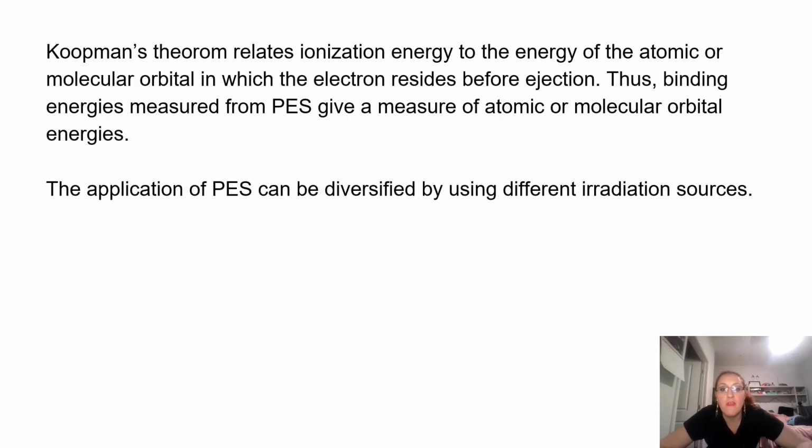Koopman's theorem relates ionization energy to the energy of the atomic or molecular orbital in which the electron resides before ejection. Thus, bonding energies measured from PES give a measure of atomic or molecular orbital energies. The application of PES can be diversified by using different irradiation sources.